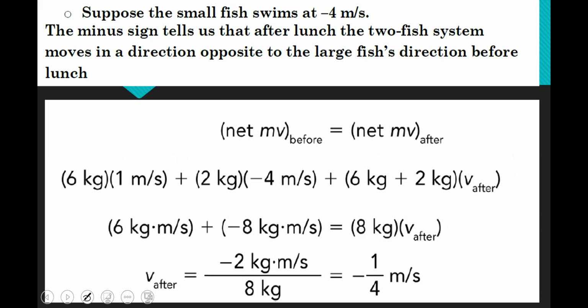Let's see this one here. This is your question here. Suppose the small fish swims at -4. The minus sign tells us that after lunch, the two-fish system moves in a direction opposite to the large fish direction before lunch. Here we have the same. Okay, now let's do it like this.